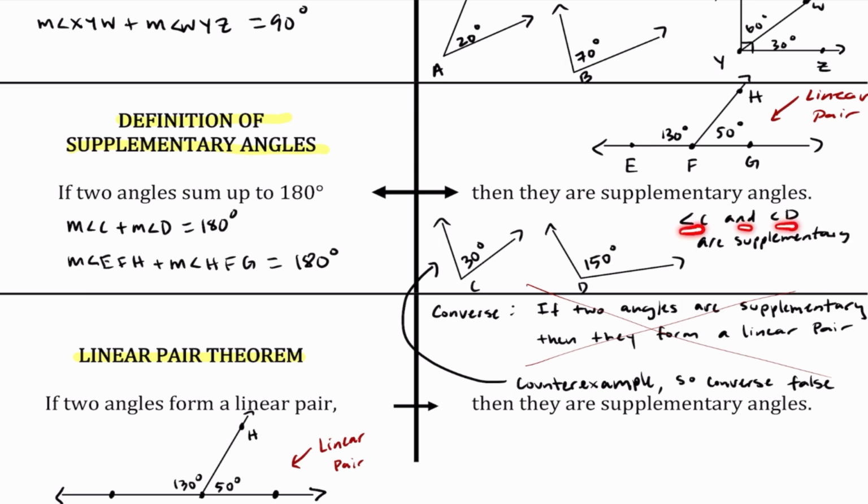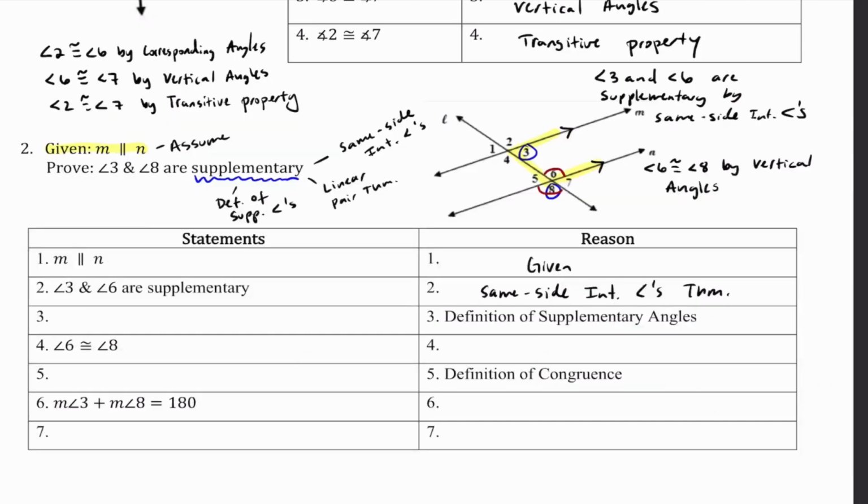So if angle C and angle D are supplementary, then by the definition of supplementary angles, the measure of angle C plus the measure of angle D is equal to 180 degrees. And that's how we should approach this. Angle 3 and angle 6 are supplementary, then by the definition of supplementary angles, I will write the measure of angle 3 plus the measure of angle 6 is equal to 180 degrees. So I'm going from word form to algebra form.